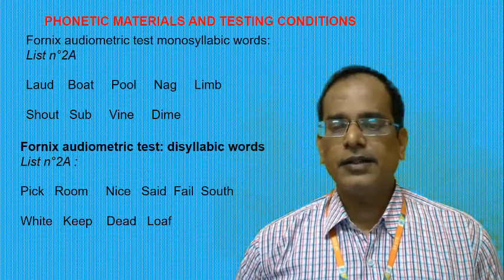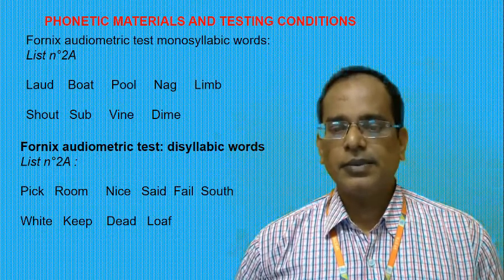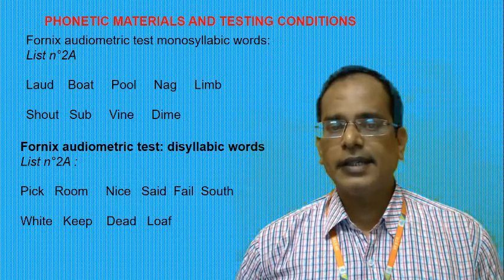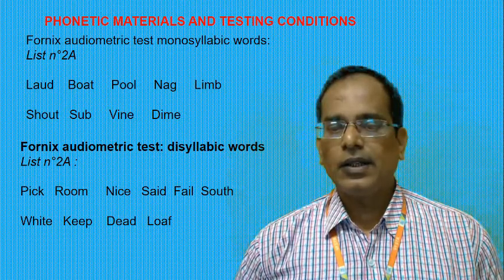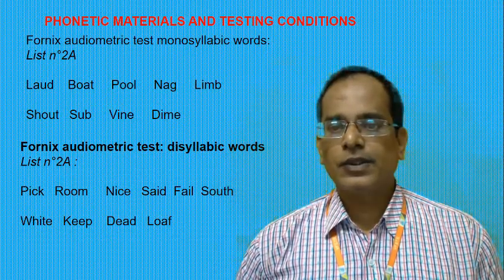Another phonetic audiometric test uses disyllabic words. Disyllabic words contain two syllables, and they have to identify them. Examples: pick, room, nice, side, fail, south, wide, keep, dead, loaf. Here they have to find out the two syllables, the two-syllable words.